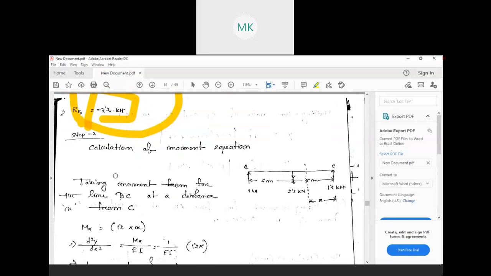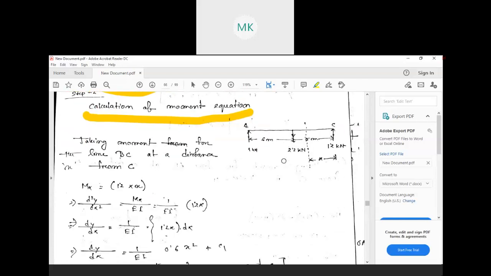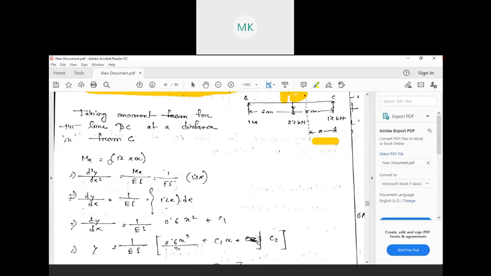What is our next step? Our next step is the calculation of the moment equation. For this, we have points A, B, and C. We need to consider a distance x on the BC beam from point C. Taking the moment for the line BC at a distance x from C, what is the moment? Mx is equal to 1.2 times x.